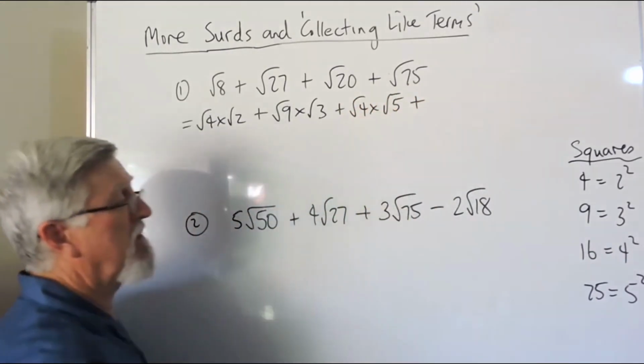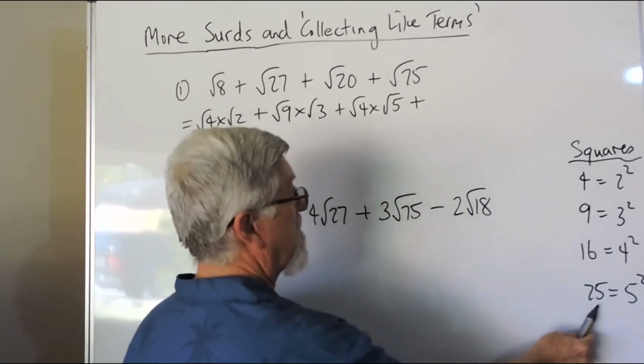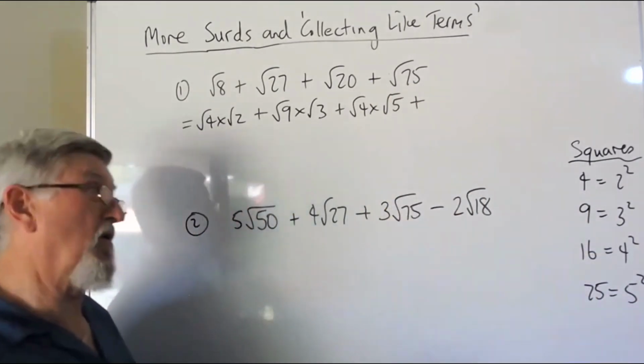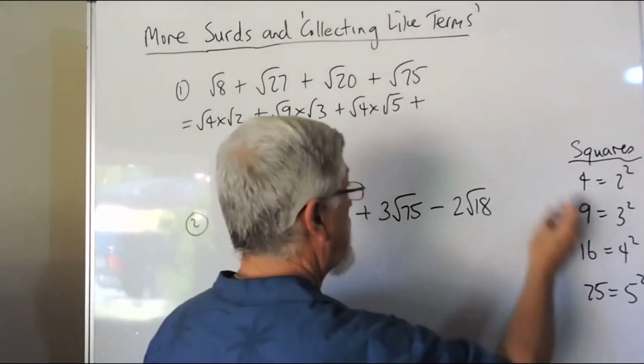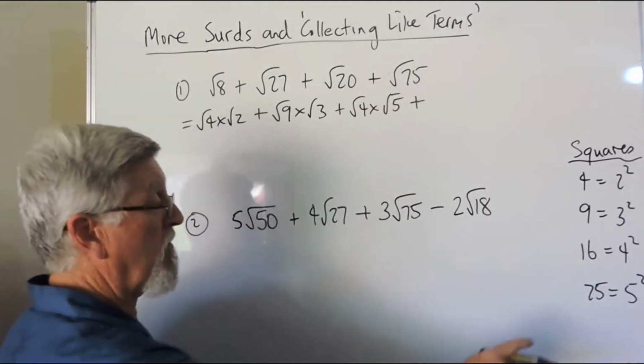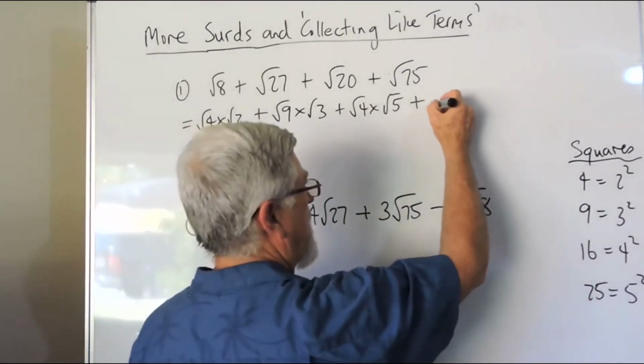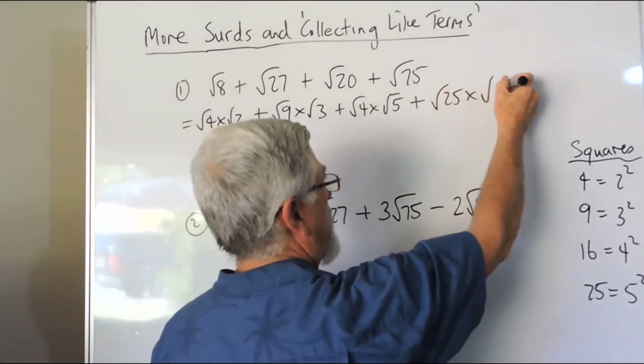Now the next one, root 75: 25 will go into it. So 25 will fit into it. How can I tell what gives it away? The 5s can often give it away as a 25. So let's have a look what that is. It's a 25 and it's a root 3.